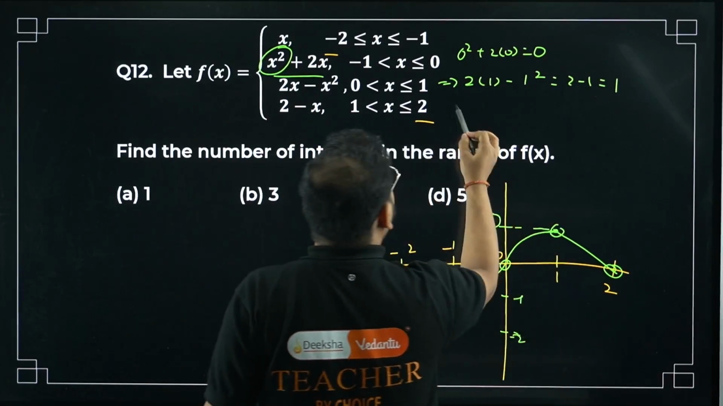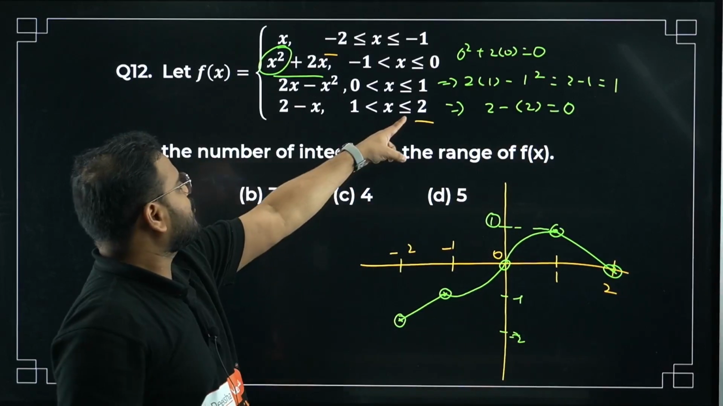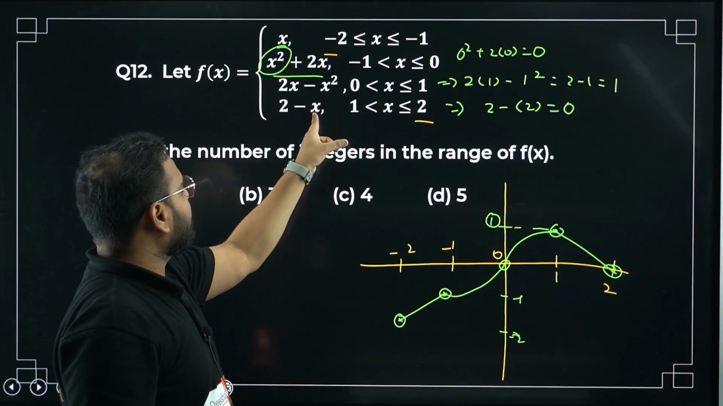Check it over here. Put here 2 minus 2. How much is that? 0. When x is 2, equality is here. It will become equal to 0.